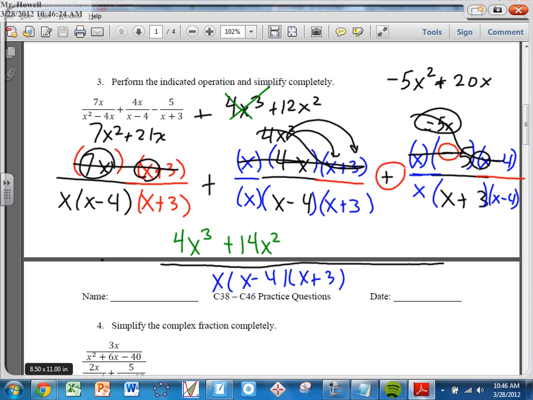So I'm done with these. Nice. Finally, what's the last part? 21x plus 20x. Which is? Again, this 21x and this 20x are like terms becoming 41x. There's not much more you can do except for one last step. Does anybody see it?